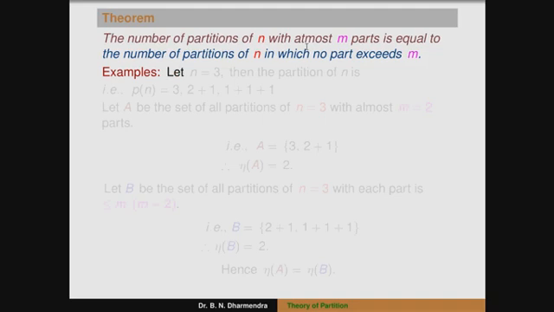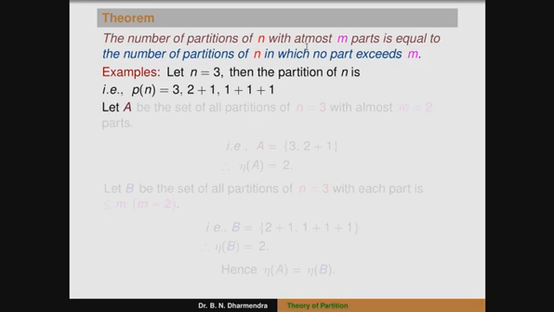Let n be equal to 3. The partitions of n are 3, 2 plus 1, 1 plus 1 plus 1. So the partitions of n can be written as 3, 2 plus 1, 1 plus 1 plus 1.